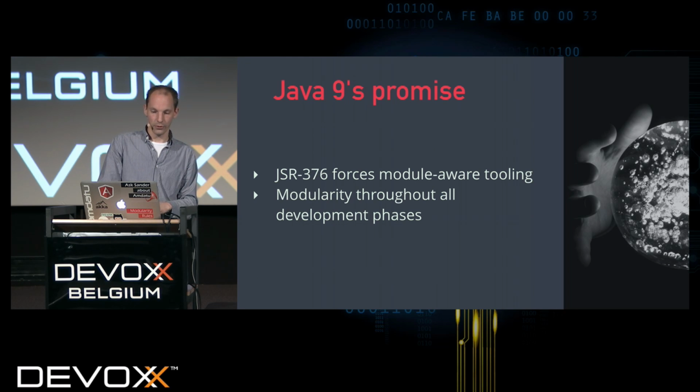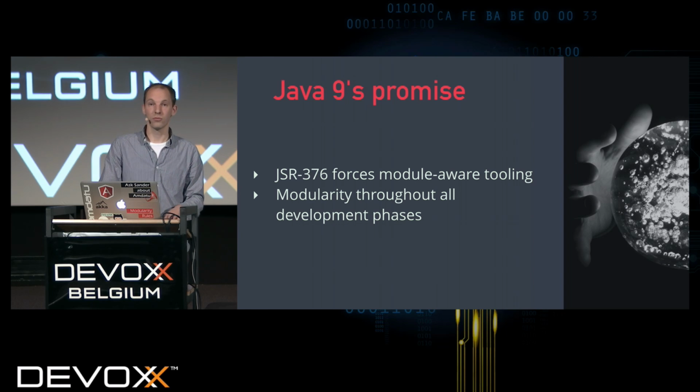So to wrap up the first half, if you look at the JSR of the module system and the promises that it holds, we really think that this will be the one chance that Java has to become a really modular platform. OSGi tried it. I wouldn't say it failed, but it also didn't really succeed. But if we have it in the language itself, it will really force tool vendors, IDEs, etc., to deal with it and to embrace modules, to support them, and to actually help us develop in a modular way.